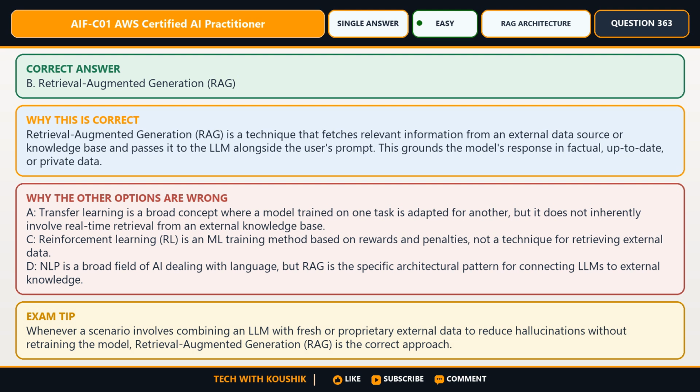Check why each remaining option is not the best fit. A. Transfer learning is a broad concept where a model trained on one task is adapted for another, but it does not inherently involve real-time retrieval from an external knowledge base. C. Reinforcement learning, RL, is an ML training method based on rewards and penalties, not a technique for retrieving external data. D. NLP is a broad field of AI dealing with language, but RAG is the specific architectural pattern for connecting LLMs to external knowledge. Use this elimination rule in the exam. Whenever a scenario involves combining an LLM with fresh or proprietary external data to reduce hallucinations without retraining the model, retrieval augmented generation, RAG, is the correct approach.